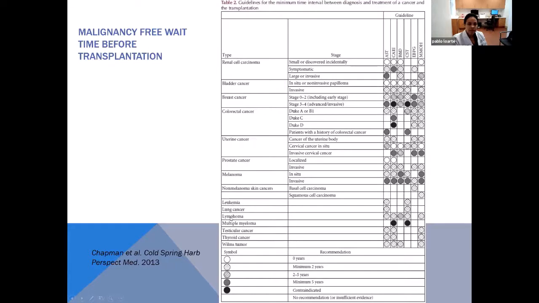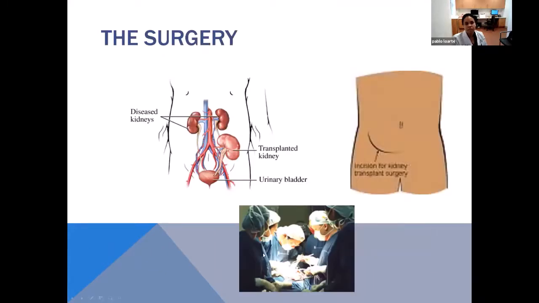For the blood cancers, leukemia and lymphoma, there's a minimum of 2 years wait time. If the patient has a history of multiple myeloma, most centers will not transplant these patients, with multiple myeloma or myelodysplastic syndrome. That's an absolute contraindication because there's a very high risk of progressing to other hematological malignancy.